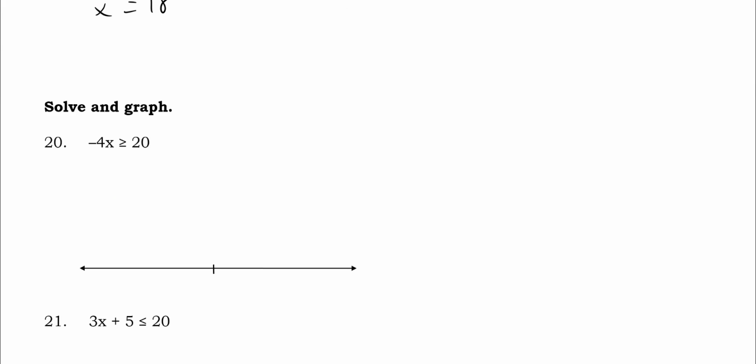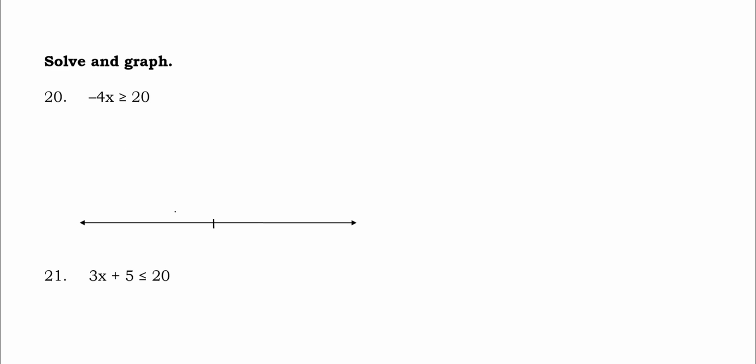Okay, solve and graph. These are solving with inequalities. Remember, when you divide by negative, you flip the inequality sign. That's important. That's the biggest thing here. So divide by negative 4. So because x is less than or equal to negative 5, at negative 5 it's a solid dot, and it's pointing that way. Remember, it always points the same direction as the inequality. Okay, that's why the variable has to be on the left side and the number has to be on the right side.